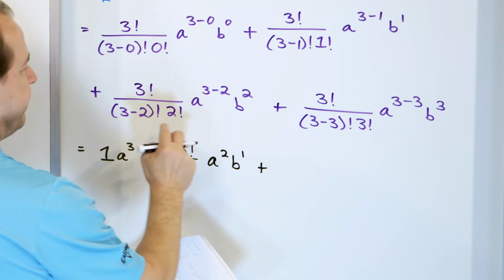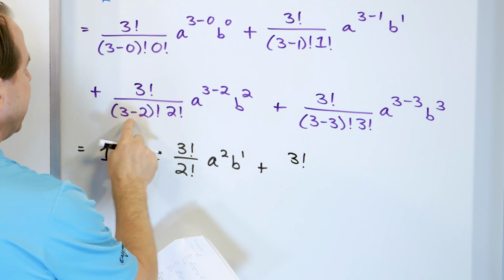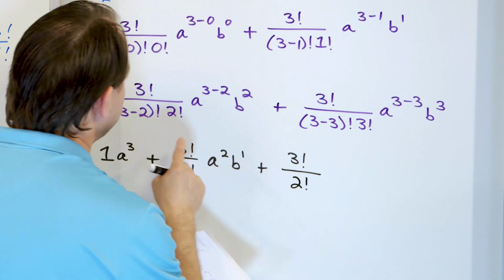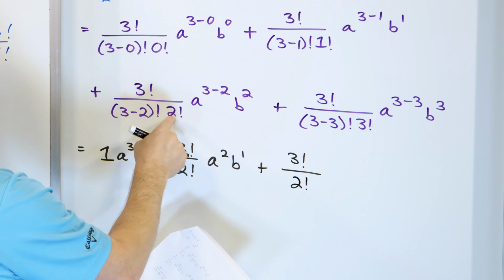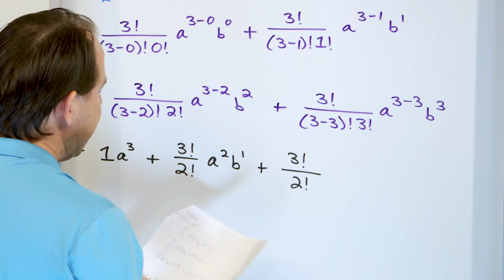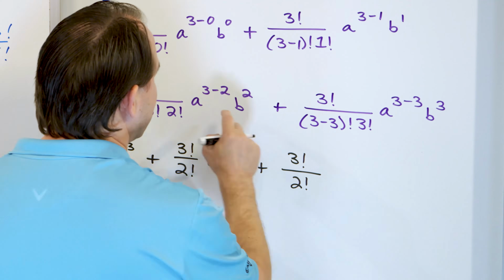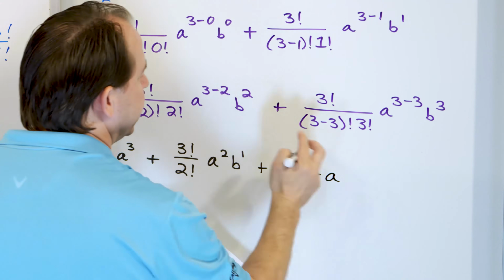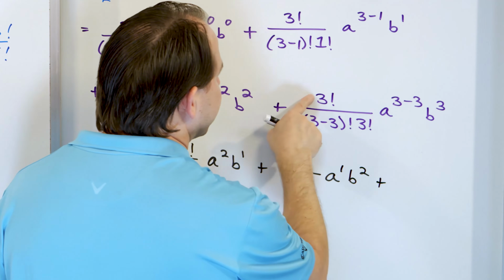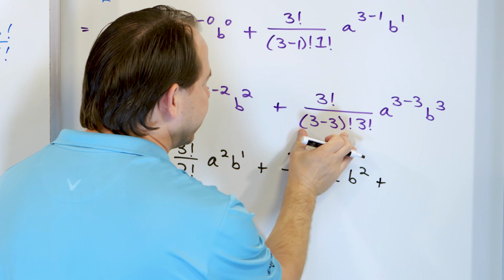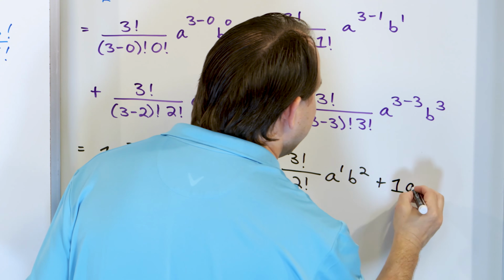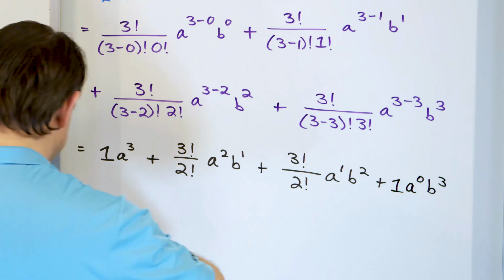Then we're going to have this term. We're going to have 3 factorial. 3 minus 2 is 1 factorial. I can throw that away, but I'm going to have a 2 factorial on the bottom. 1 factorial is just 1 times 2 factorial. So I have a 2 factorial right there, like this. And then I'm going to have a to the power of 1, b to the power of 2. Last term, 3 factorial divided by 0 factorial, which is 1. And then 3 factorial is going to cancel here, so you're just going to have a 1. And you're going to have a to the 0, b to the power of 3.